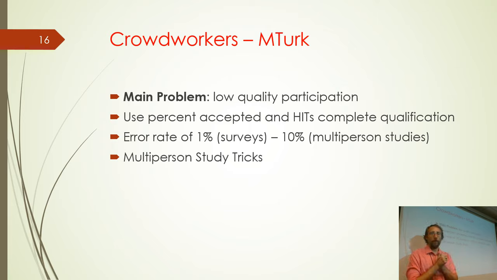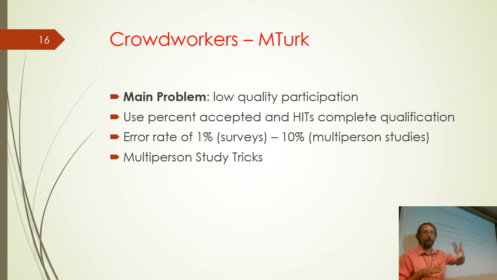So the first lesson from Mechanical Turk is you definitely want to use the percent accepted and hits completed qualifications to screen out people who are using bot accounts. So the percent accepted qualification says, I only want Turkers who have 95% of their hits get accepted on average. Or you can set it whatever you want, 95, 97, 75. I think we use 95. But that and the hits completed qualification.